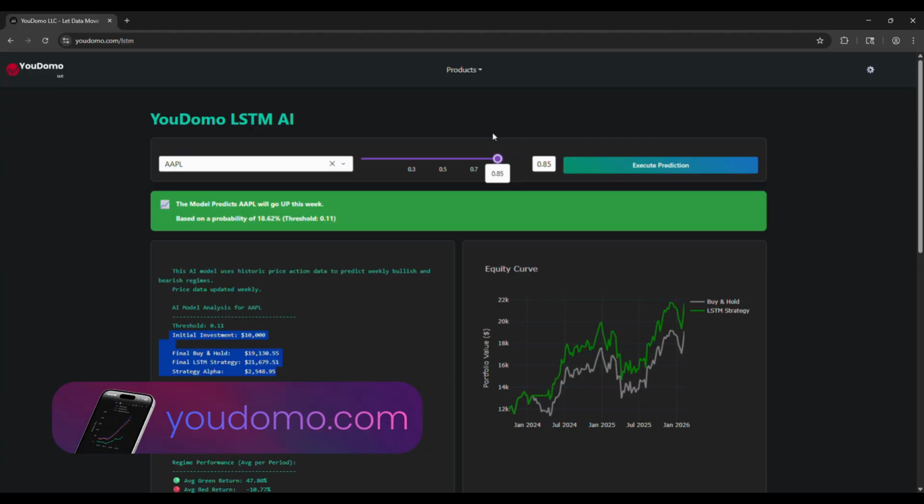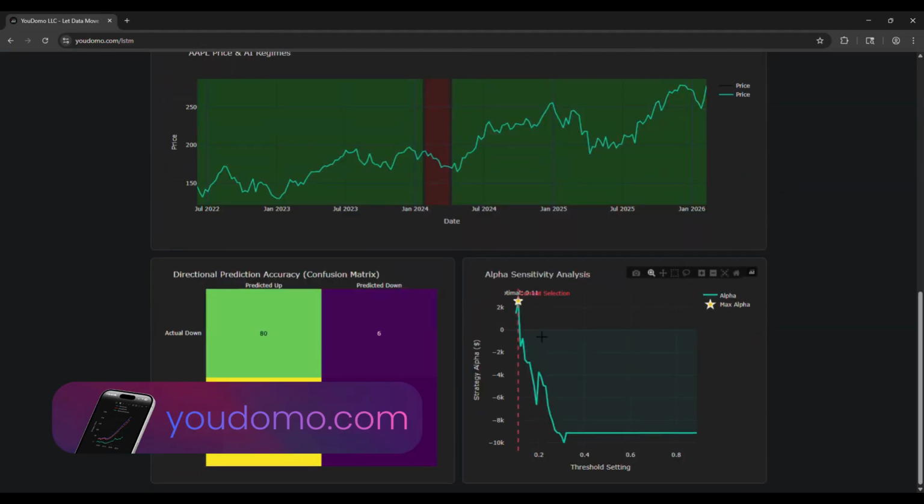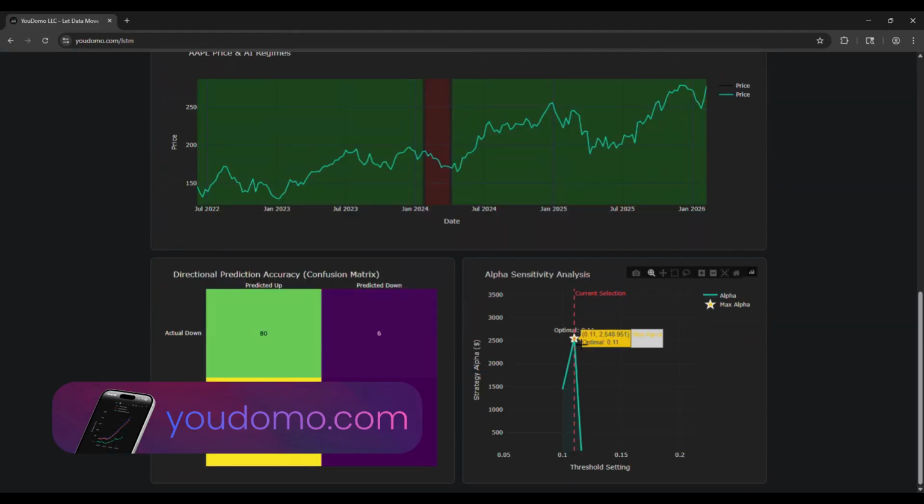Or you might say, hey, I'm very bullish on Apple, so I want to get in every trade that I can. So this threshold is dynamic to your risk tolerance. And you can see that the model is performing optimally at 0.11 threshold. So that's why we have it set to 0.11. The 0.11 threshold has returned the most in the backtest for Apple.